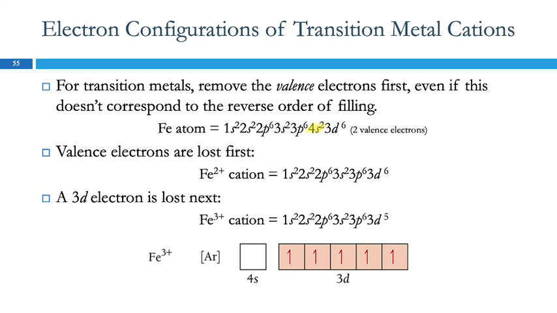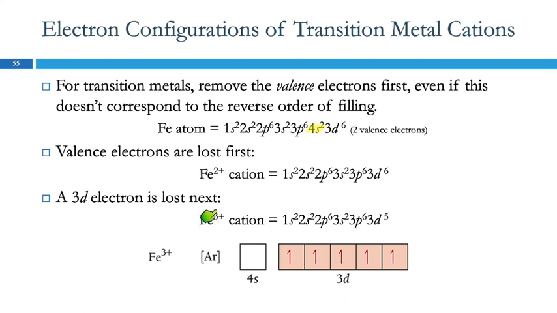Because if a tornado comes by, it's going to take the top floors off the hotel first, right? It's not going to snatch people out of a room on the next lower floor. It's going to take the top floors off first. So you're going to lose the 4s electrons first. If you need to lose more, then you can go into reverse order of filling. So for an Fe2+ ion, having lost 2 electrons, we're going to lose those 2 valence electrons. And we're going to get this as the electron configuration.